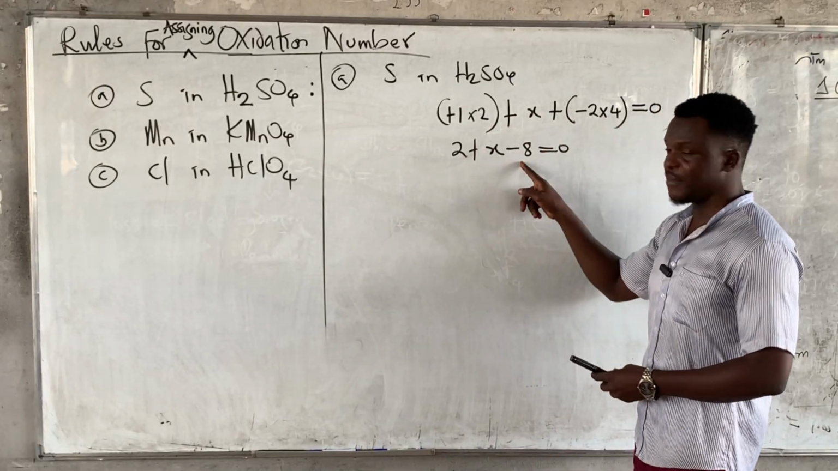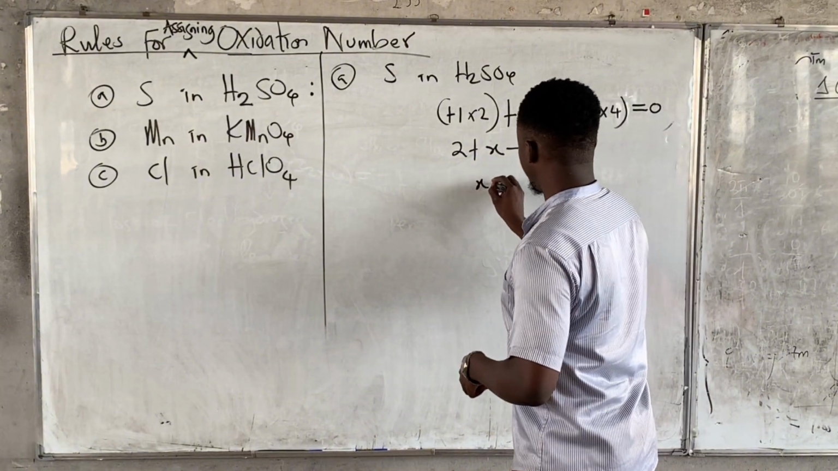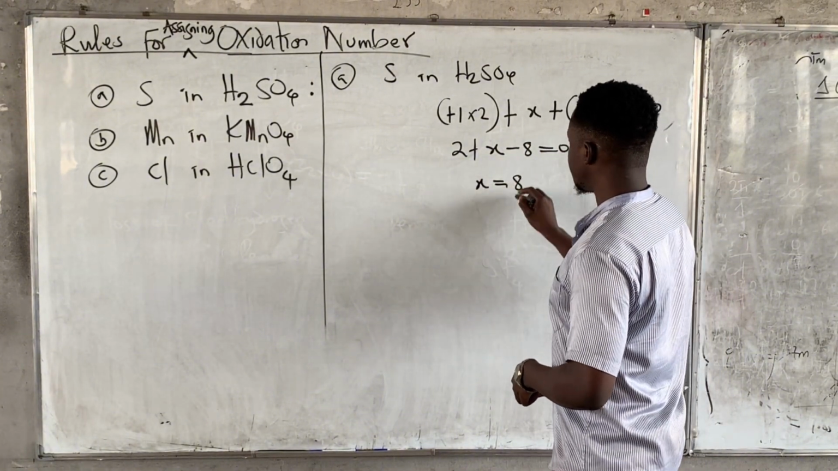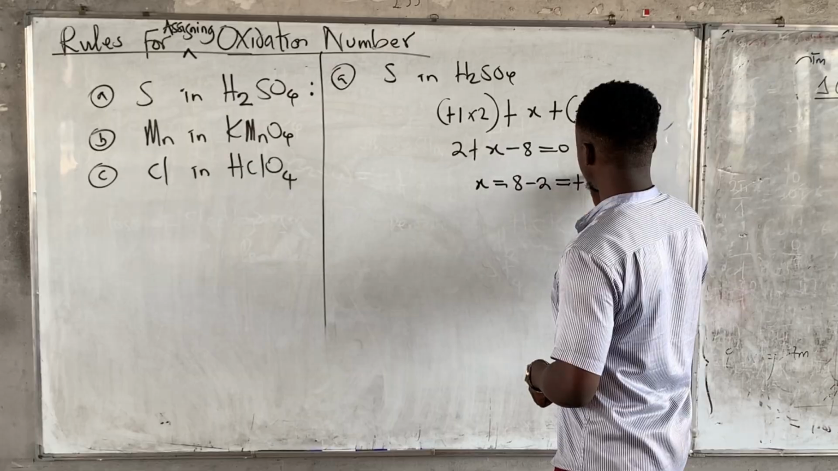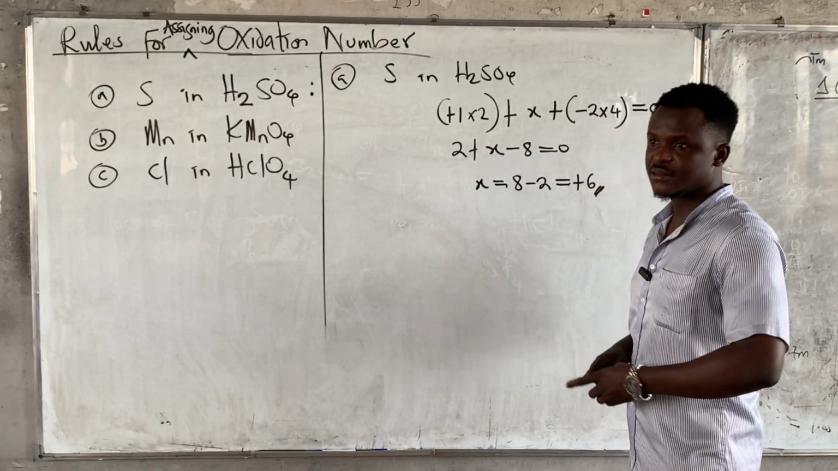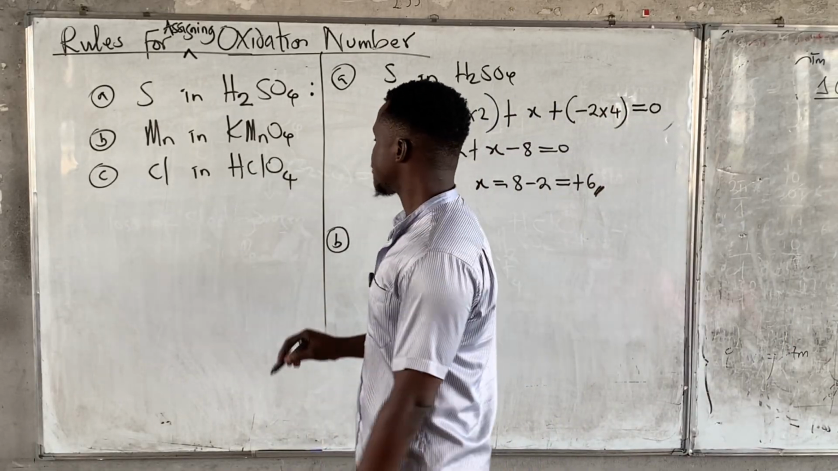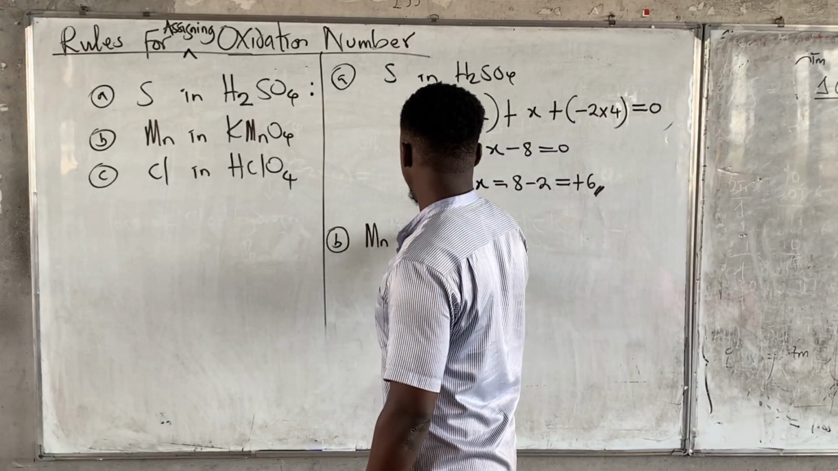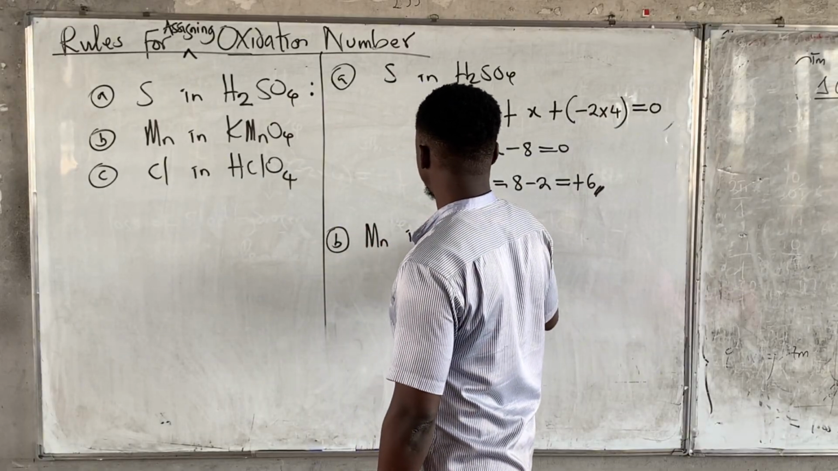-8 minus 2 times 3 is -8. So X now becomes equal to, if this guy comes over here, 8 minus 2, which equals +6. So for the B part, manganese in... please, you really know how to solve for this guy.